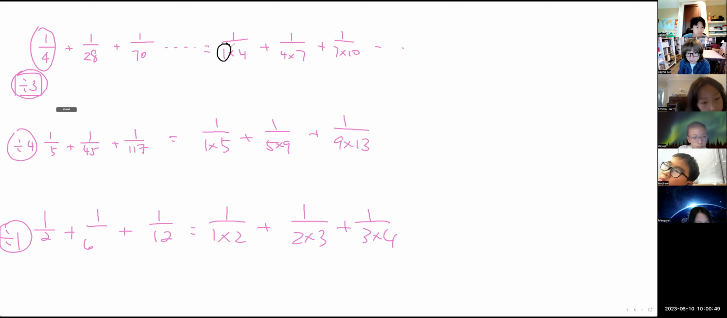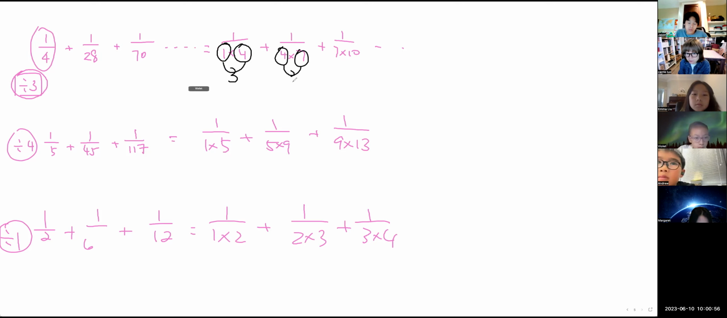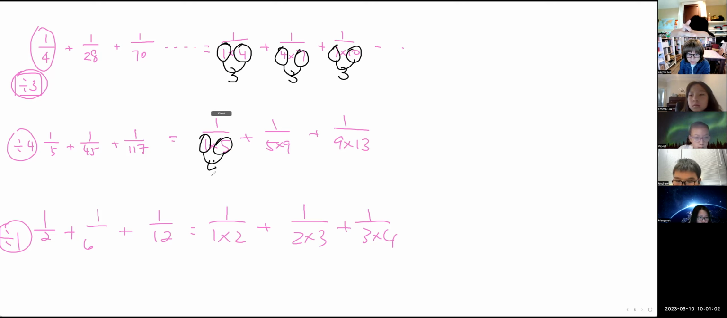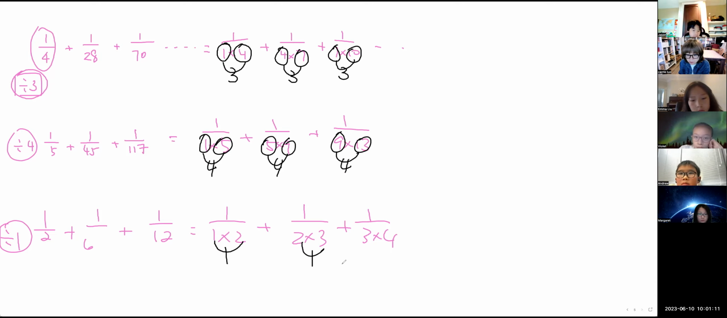You can see 1 and 4, what is the difference between them? 3. And 4 and 7, what is the difference between them? 3. And 7 and 10, what is the difference between them? 3. And 1 and 5, what is the difference between them? 4. And 5 and 9, 4. And 9 and 13, 4 as well. And if you take a look at this one, 1 and 2, the difference is 1, and 2 and 3, 1. So that's why in this question you don't feel like you need to divide, because it's just divided by 1. So divided by 4 and divided by 3.